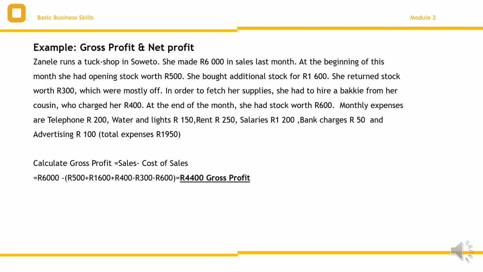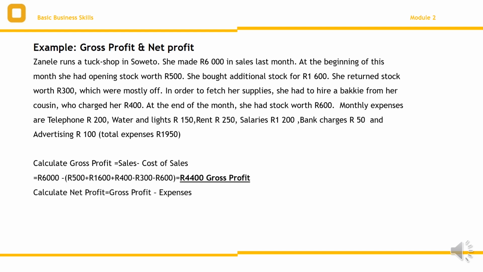And then we need to subtract any purchase returns. We are told in the case study that Zanele returned stock to the value of 300 Rand, which was mostly spoiled. We are also told that at the end of the month, she had stock left over of 600 Rand. So we'd have to calculate all of these figures for her cost of sales and then minus it from her sales. So as you can see, her cost of sales was 6,000 Rand. We then subtracted her cost of sales, so her gross profit is 4,400.